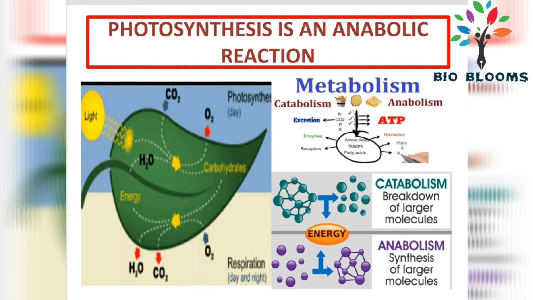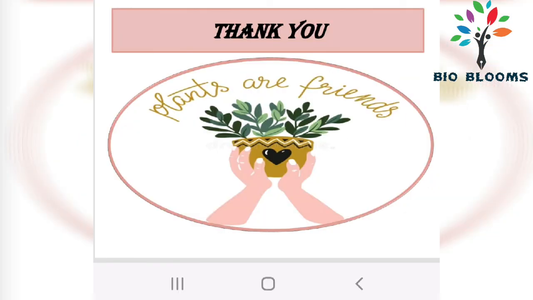And this photosynthesis is an anabolic reaction. What is an anabolic reaction? Here it is given that it is the synthesis of larger molecules from simple molecules. And so photosynthesis is anabolic, whereas respiration is catabolic. Both anabolic and catabolic together we call metabolism. So metabolism is very important.